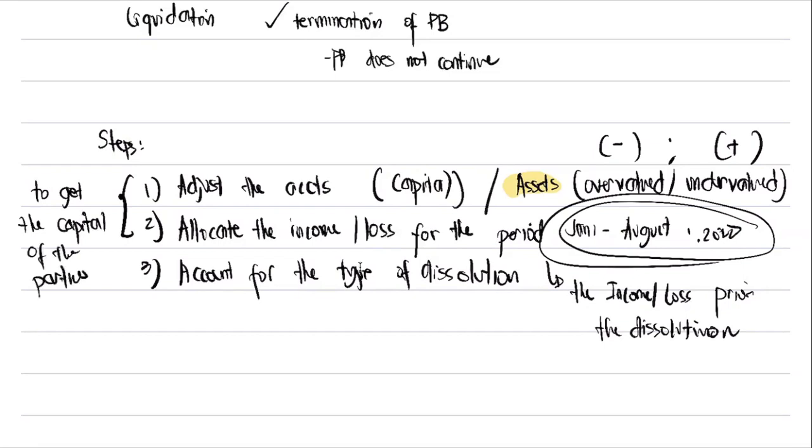So we need to get the capital balance of the partner, and this is already the adjusted capital balance. So it is adjusted on what items? First, you adjust it for any overvaluation or undervaluation. Then next, we adjust it for any income or loss for the period. Okay? Since we already know the general steps in accounting for your partnership dissolution, we go now and look into your different types of dissolution.